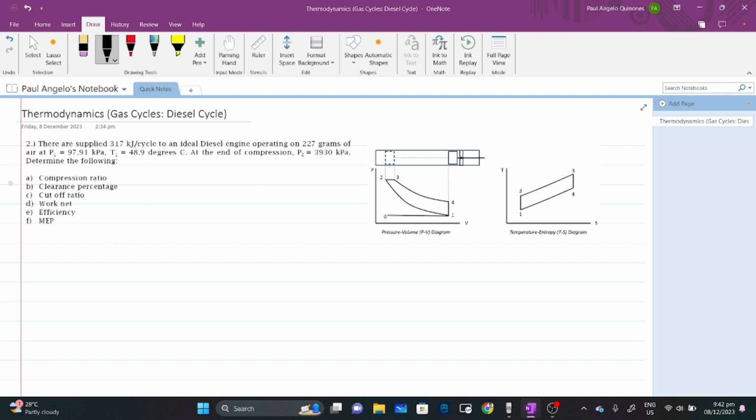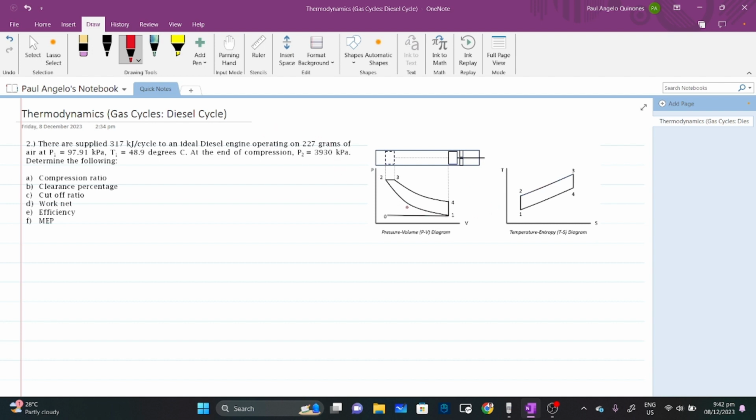This time, let's try to solve the entire cycle of a diesel cycle. The first thing that you need to do, step one, is to label your PV and TS diagram. Of course, you need to draw it first. So let's label it from what we did in the previous video.